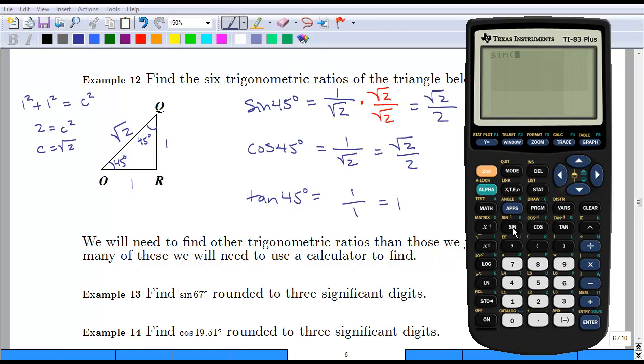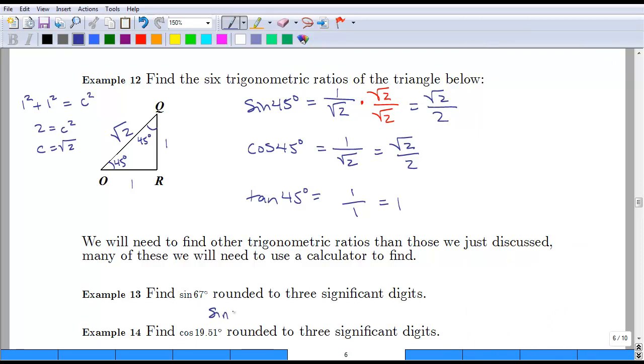We can say sine, and exactly how we see it here, 67, and all we have to do is hit enter, and we end up with that decimal or that ratio of 0.9205. So the sine of 67 degrees is approximately 0.9205. In this case it asks for 3 significant digits, so we are going to round to 0.921.